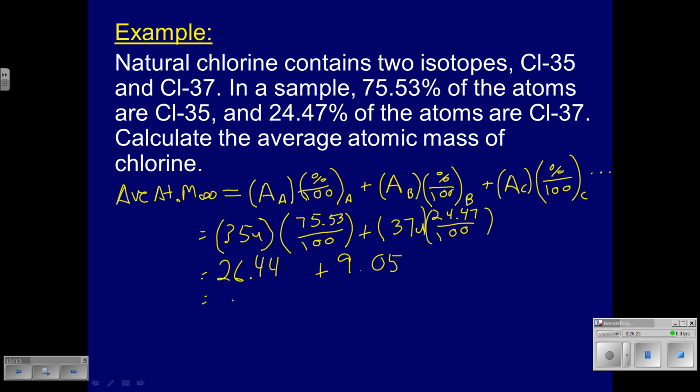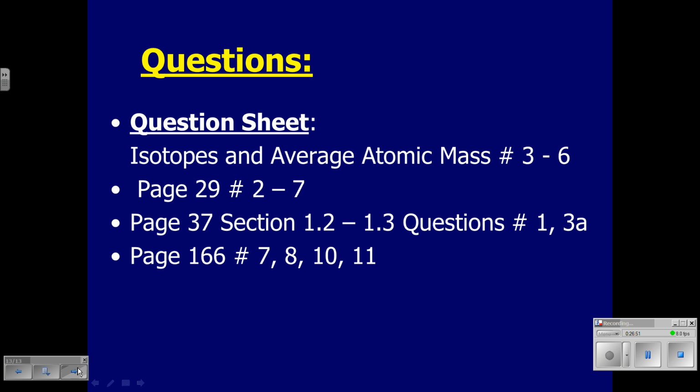Add them together, 26.44 plus 9.05, and I get 35.49 U. And that's the number we see on the periodic table. The number we see on the periodic table is the weighted average of all of the isotopes added together. And so that's how you determine the average atomic mass. You can now finish off the worksheet and do some textbook questions.